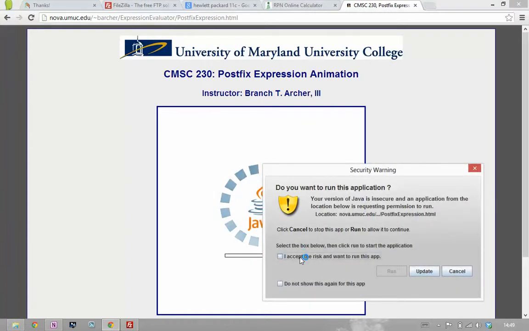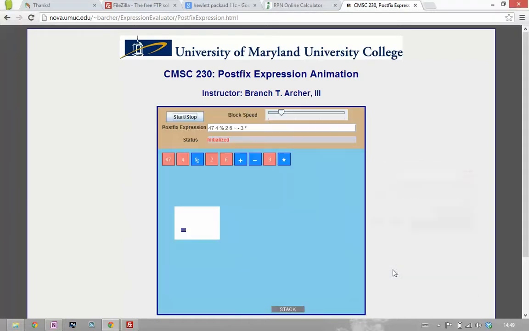I accept the risk and want to run this app. And if it fails, you can murder my firstborn. No, she was .edu. This is pretty. Yeah, it's sketchy.